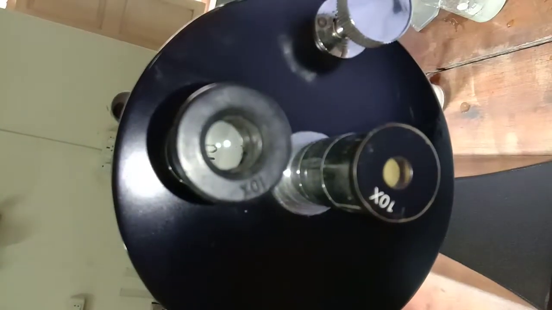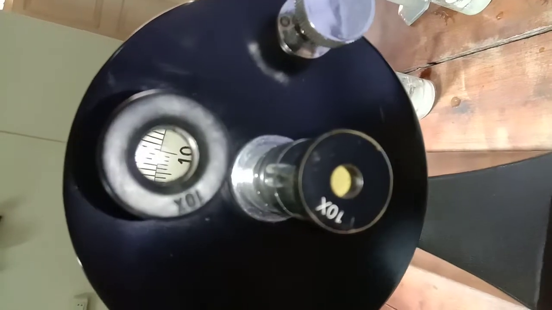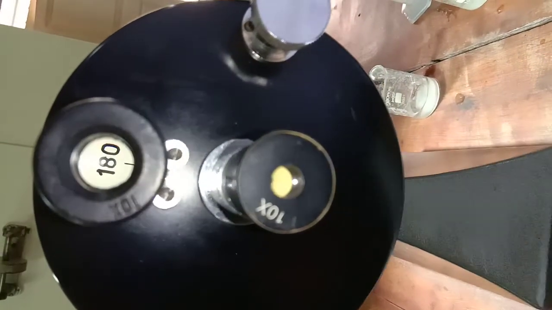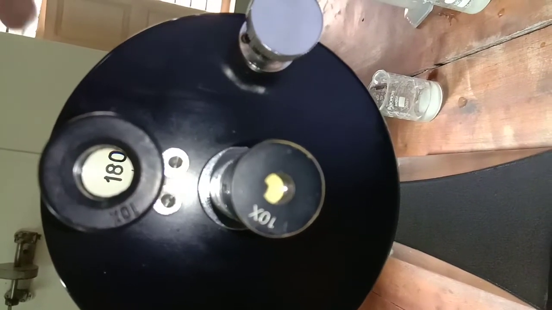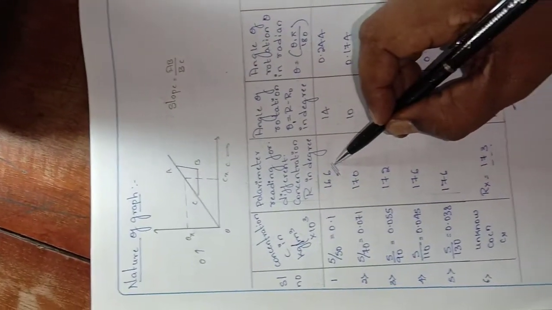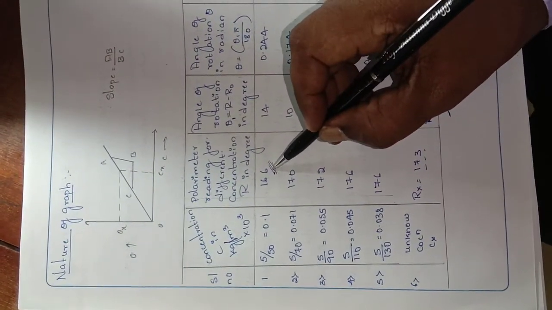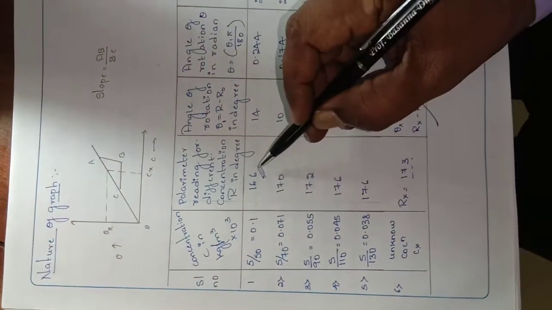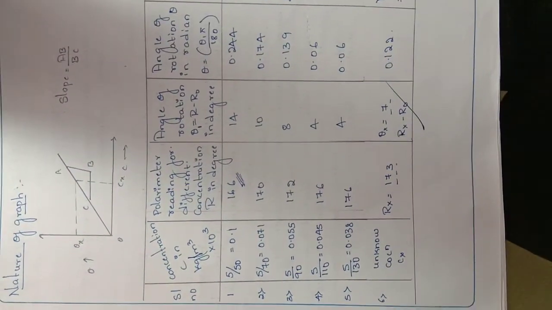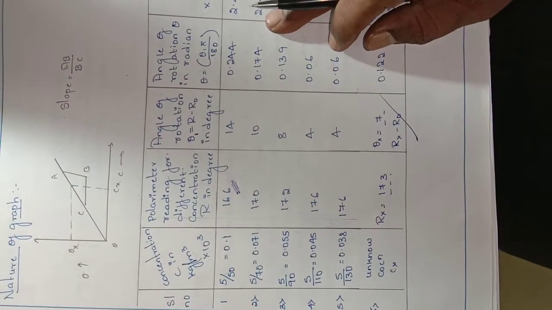Here the value for the first, what we have taken, is R0 180. Next, if you replace this distilled water by the concentrated solution, we have another value, 166 degrees. This 166 is less than the earlier one.